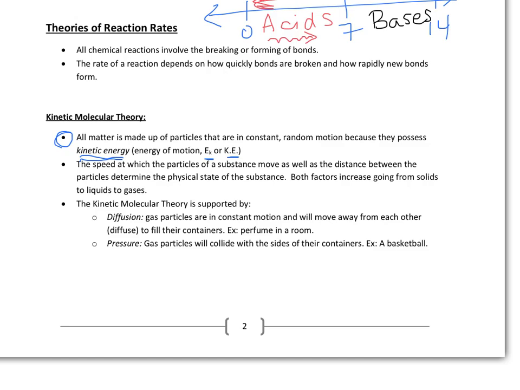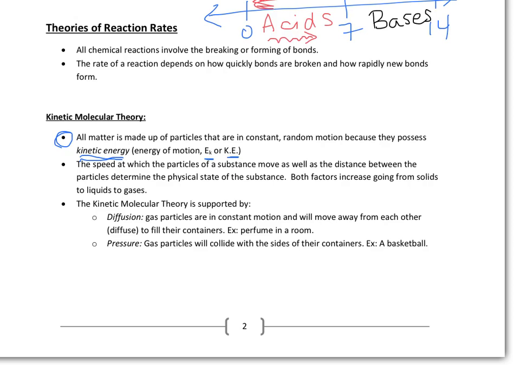So the more distance between the particles, the more likely it will be a gas. If the distance between the particles is minimal and they're very compact, it's more likely that it will be a solid. The kinetic molecular theory is supported with two everyday examples that prove that matter is made up of particles that are in constant random motion because they possess kinetic energy.